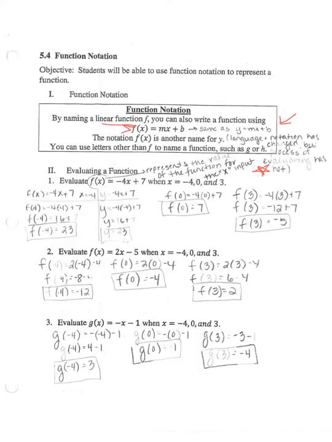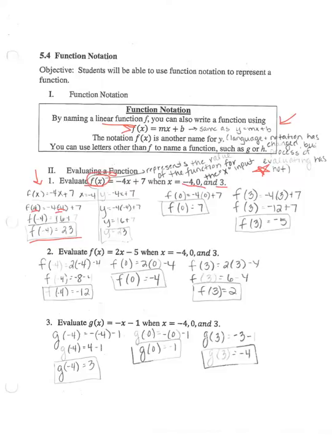So if you're looking at evaluating, if you have: evaluate f of x equals negative 4x plus 7, when x is negative 4, 0, and 3. This over here represents the value of the function for the x input. So if I'm saying f of x is negative 4, x's value is negative 4. It's just a different way to write a linear equation by substituting negative 4 in where you see x in both spots. So the function of negative 4 will be 23.